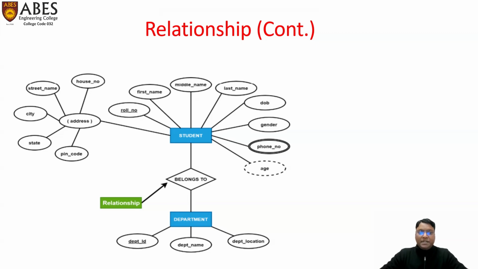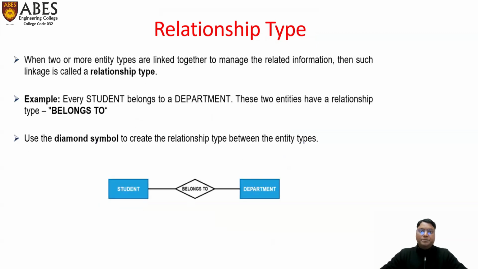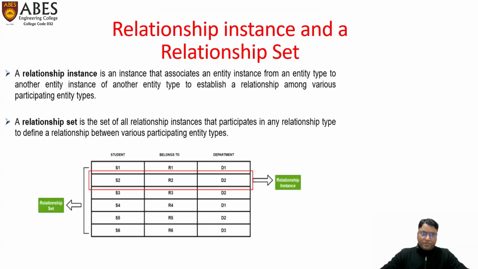So it is a relation and the name of the relation is belongs to. The student belongs to department. So this is the representation of relationship. Relationship type. When two or more entities are linked together to manage the related information, then such linkage is called the relationship type. For example, every student belongs to a department. These two entities have relationship type belongs to. Use a diamond symbol to create the relationship type between the entity types as given in the diagram.